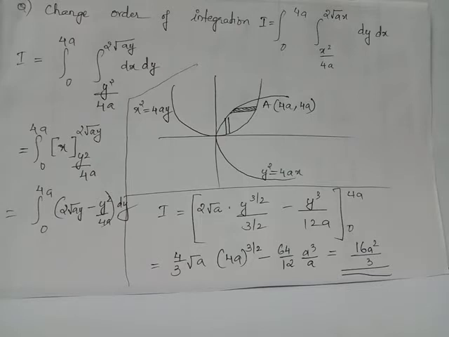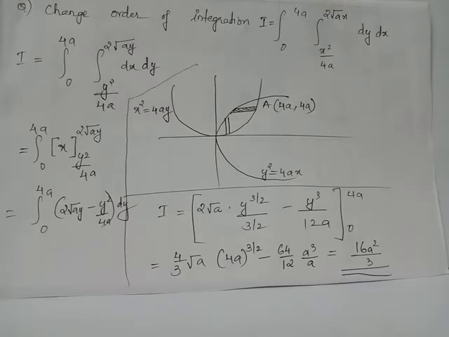Since we are asked to change the order of integration, we have to find out limits of x in terms of y, so limits of x need not be constants, and then we have to find out the limits of y which must be constants. Since we are asked to change the order of integration from dy dx to dx dy, we will have to consider a horizontal strip and then allow it to slide across the given region of integration.